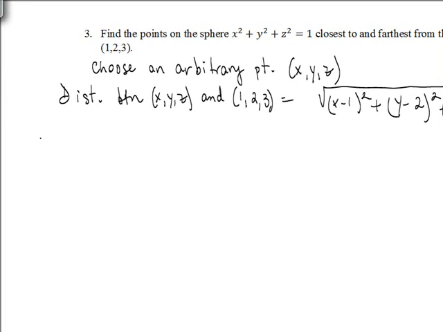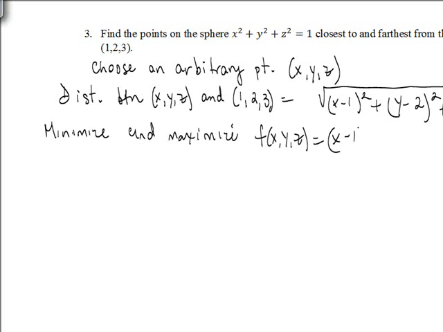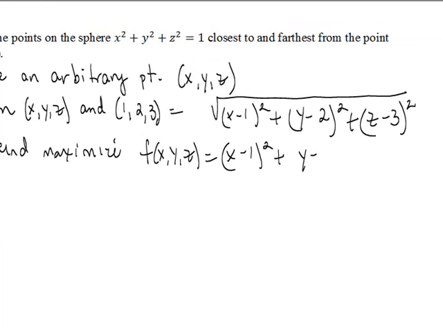So we want to minimize and maximize f of x, y, z equals x minus 1 squared plus y minus 2 all squared plus z minus 3 all squared. Okay? And of course, subject to that, I'm constrained. x squared plus y squared plus z squared equals 1.